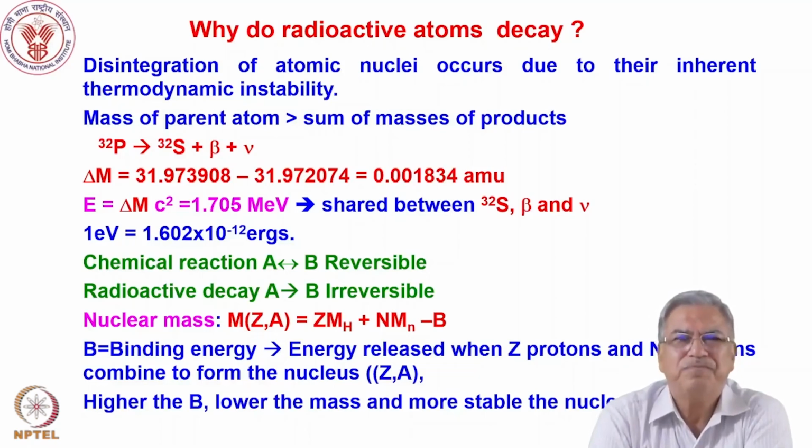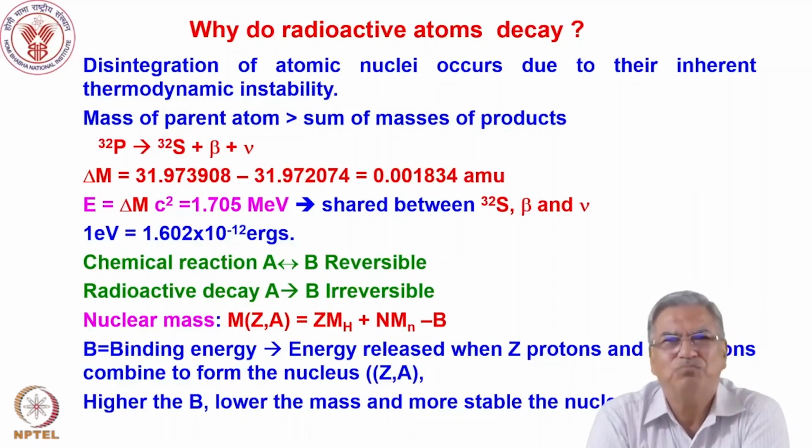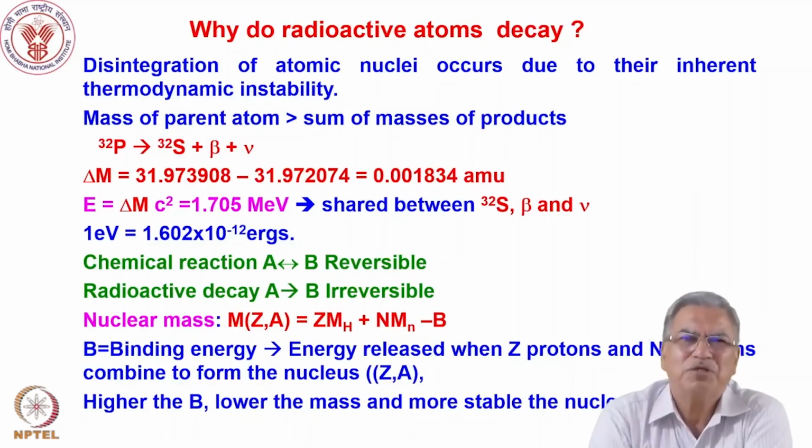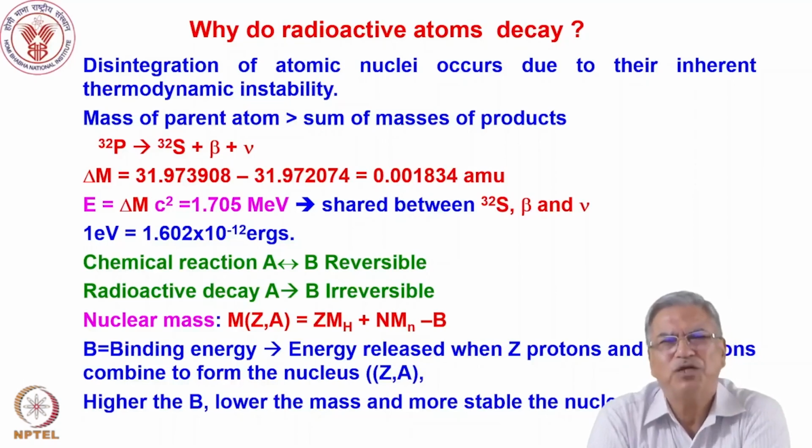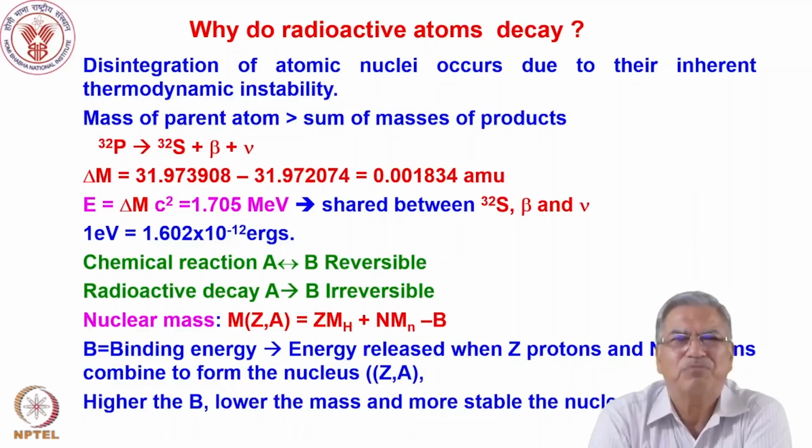Now, you must have read already that chemical reactions like A going to B can be reversible. Some of them are irreversible also, like burning of carbon, C plus O2 giving CO2, which is irreversible. But by and large, the majority of chemical reactions are reversible. So when you go from A to B, you can also come back from B to A. But radioactive decay, if you call this a reaction, is irreversible. You can go from A to B, but you cannot come back from B to A because the mass of B is less than that of A.